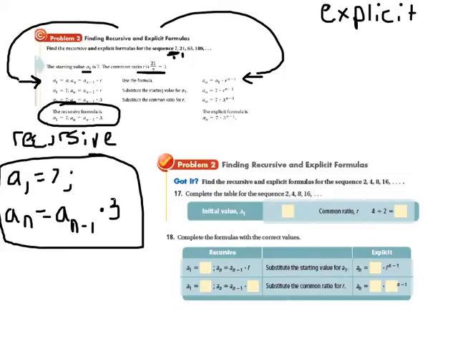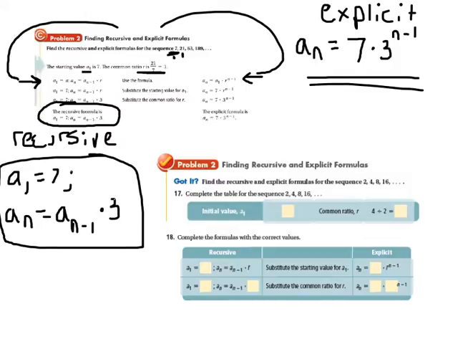Alright, for the explicit formula, we're going to say a sub n, which means whatever term we're looking for, and that will take the first term, so in this case 7, times r, which we found is 3, to the n minus 1 power. So for example, if we were looking for the fourth term, we would put 3 to the 4 minus 1 power, and 4 minus 1 is 3, so it would be 3 to the third power. Alright, so this is our explicit formula.